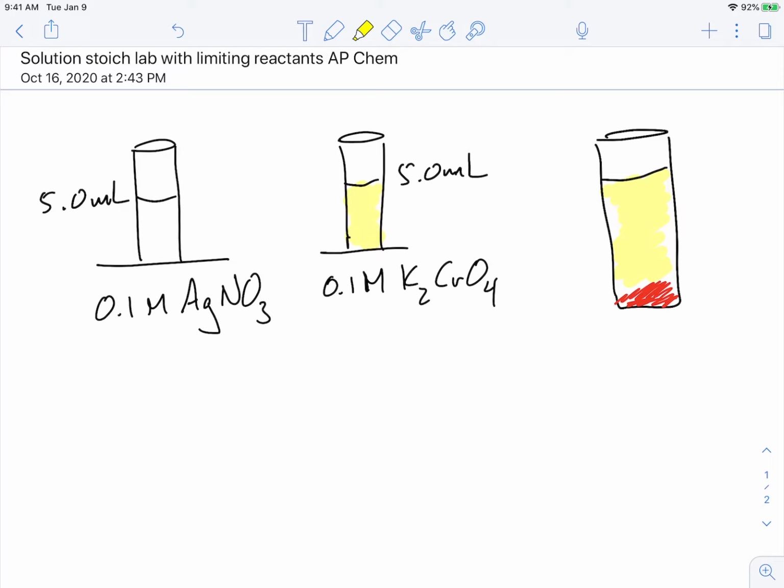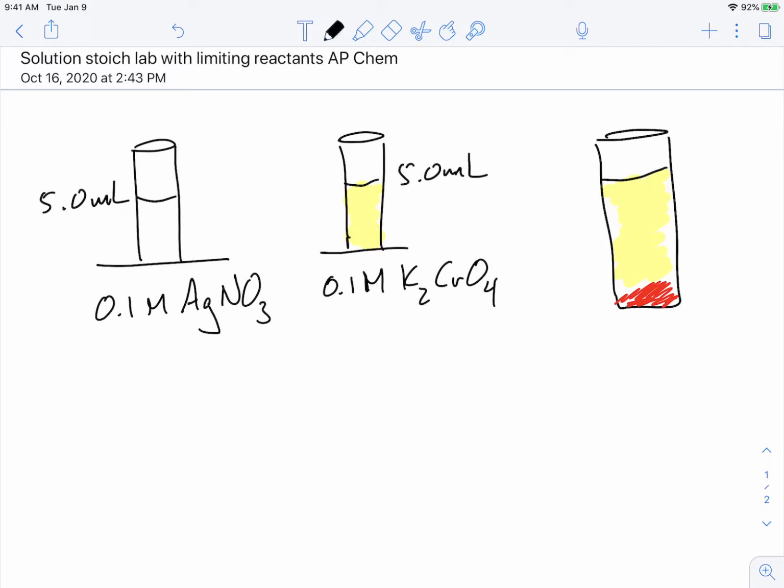Now, the yellow solution visually lets us know that we have some potassium chromate solution that did not react. But in order to really understand why that is, we need to look at the calculations and look at exactly what happens when we mix these solutions together, look at what we call the complete ionic equation and then the net equation as well.